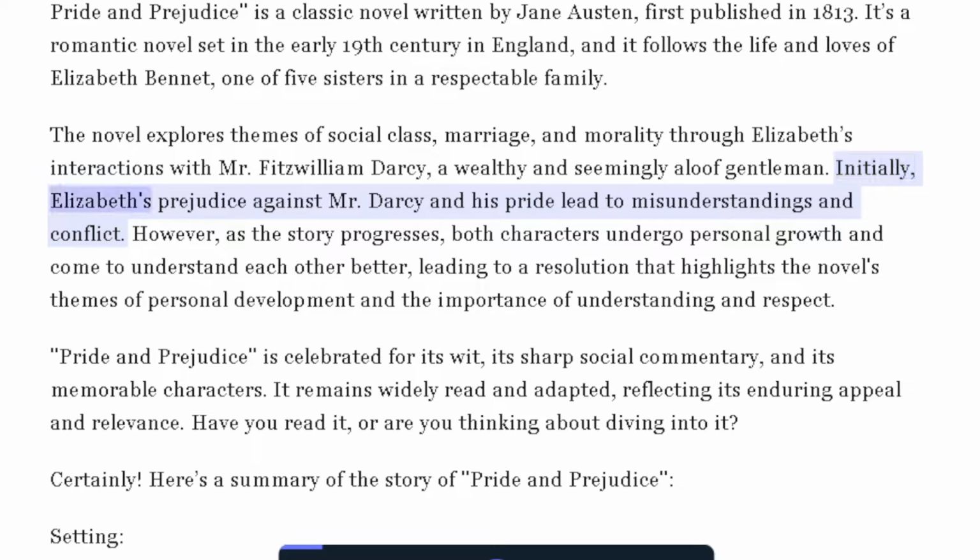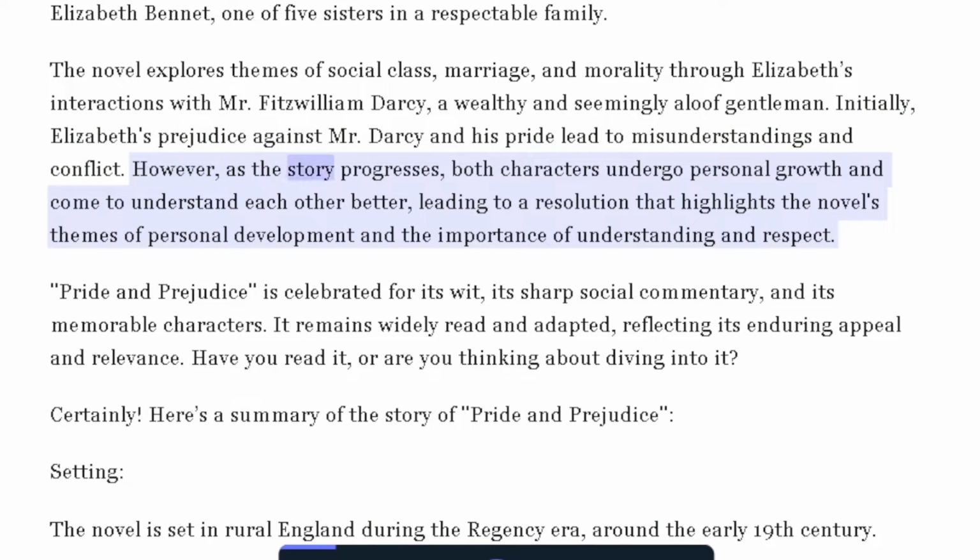Initially, Elizabeth's prejudice against Mr. Darcy and his pride lead to misunderstandings and conflict. However, as the story progresses, both characters undergo personal growth and come to understand each other better, leading to a resolution that highlights the novel's themes of personal development and the importance of understanding and respect.